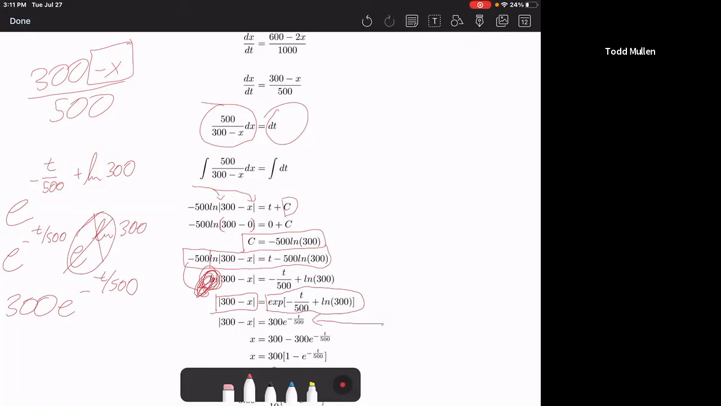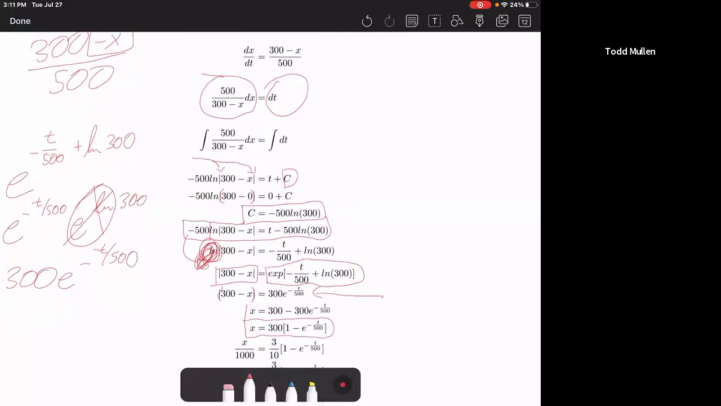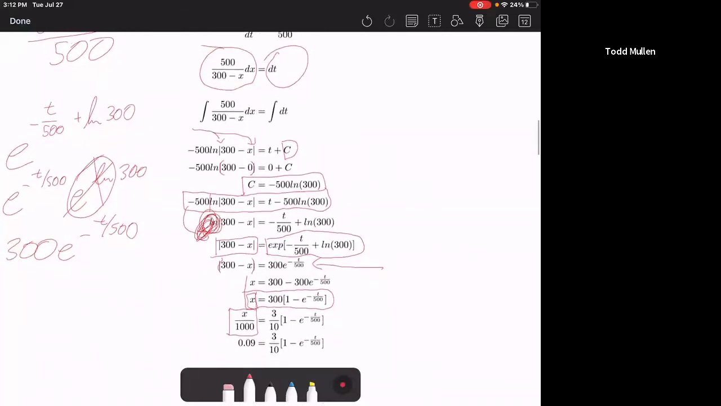And now we isolate x, because remember, we can drop these absolute values, just act like they're brackets at this point. And when we isolate x, we get 300 times 1 minus e to the negative t over 500. Now, if you'll recall, x over 1,000 is the value that we are actually going to substitute for 0.09. So we can't just substitute x. We're going to substitute x over 1,000 because you need to divide by the volume of the tank. So we divide both sides of the equation by 1,000. And now we can finally plug in 0.09.